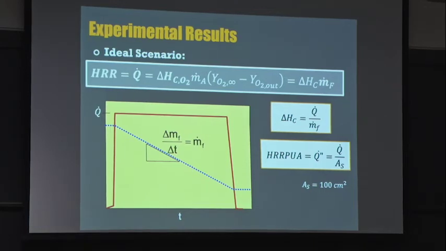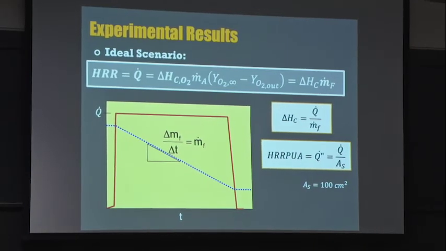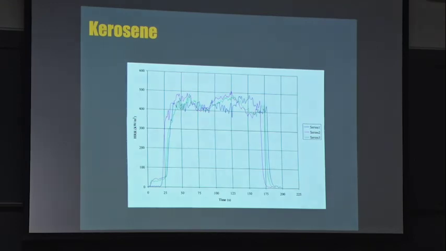That's a test. That's what the ideal test looks like. So this is a typical set of data of an ideal test. In this particular case, it's kerosene, and as you can see, it ignites. Once it ignites, it oscillates a little bit, but it burns almost at a constant value, producing a heat release rate per unit area of approximately 430, 440 kilowatts per meter squared. Okay?